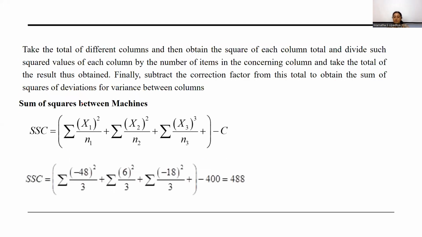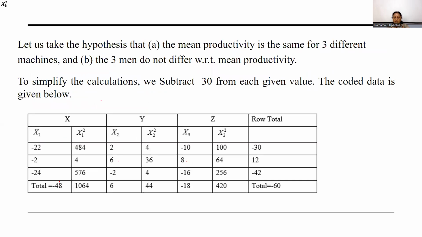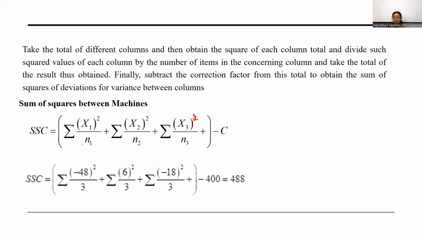After this, let us find the sum of squares between machines. The sum of squares between machines is given as SSC, and that is given by the formula x1 whole square divided by n1 plus x2 whole square divided by n2 plus x3 whole square divided by n3, and then minus the correction factor C. So the total of x1 we already have in the table: total of x1 is minus 48, total of x2 is 6, and total of x3 is minus 18. So substituting that, and then here n1: as I said already, n1 is the number of samples we have taken for each worker. For each worker we have taken 3 samples. Therefore n1 value is 3, n2 value is 3, and n3 value is also 3.